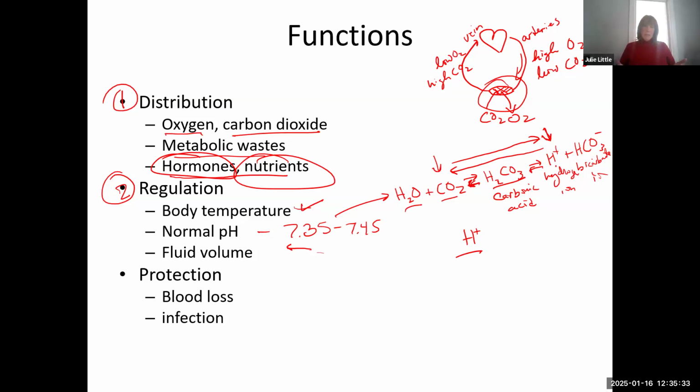If, say, we're maintaining too much carbon dioxide because of our respiratory system, we're holding carbon dioxide in. Like I said, if we add something on this side of the equation, we shift over to the right. What's going to happen is we'll combine our water and our carbon dioxide to form carbonic acid, and then it will break down to release hydrogen ions into the blood and the bicarbonate ions, and this will also lower blood pH.